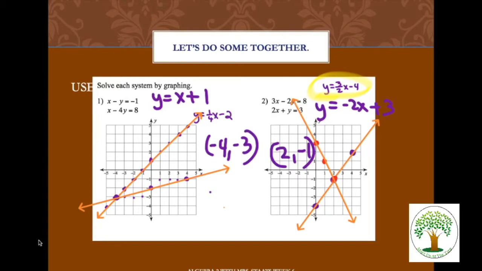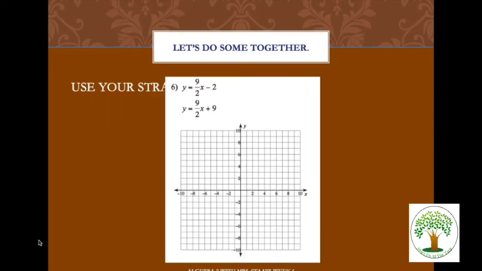Let's do one more. We're going to skip quite a few, and we're going to do number 6. If you started the other ones, it just means you're a little bit further along on your homework. Number 6, I want you to notice it's already solved for y, so that's not too bad. Some fraction. The slope being a fraction is really not a problem. It would be if the y-intercept was a fraction.